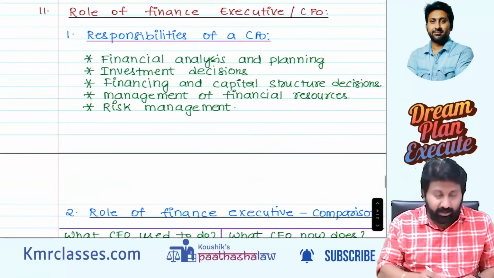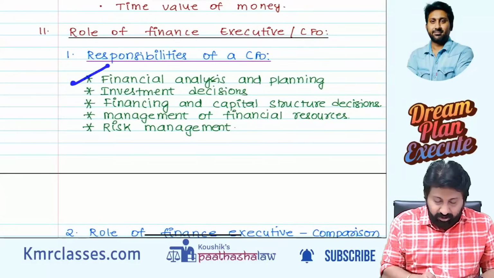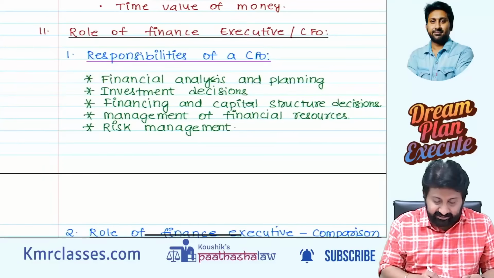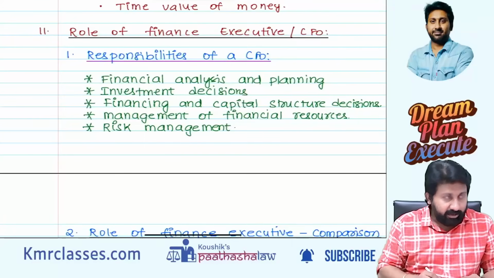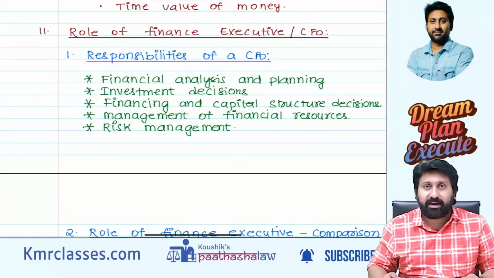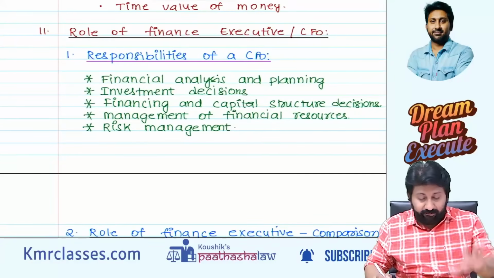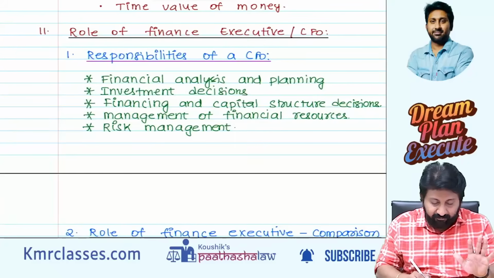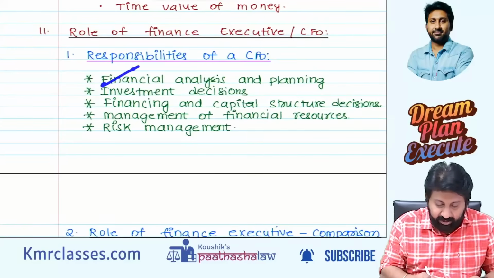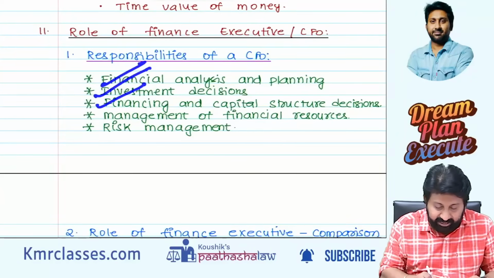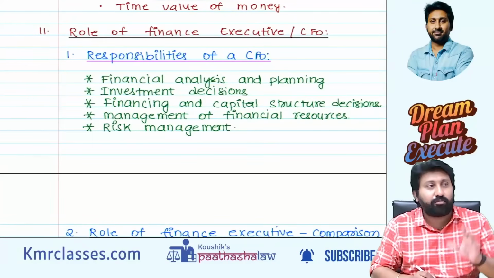Okay, let's see. Role of a finance executive. So the CFO, what does a CFO have to do? Financial analysis and planning and ratio analysis. Investment decision, capital budgeting. Financing and capital structure. Financial resources management and risk management. So how many are there totally? He has to do 5 different kinds of responsibility. What are those? First one, financial analysis and planning, investment decisions, financing and capital structure decisions, management of financial resources, meaning how much to invest, etc.